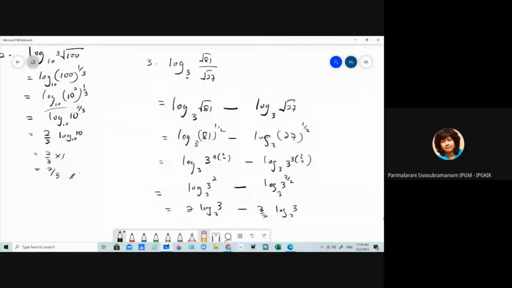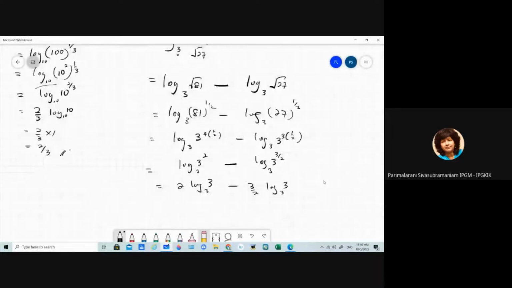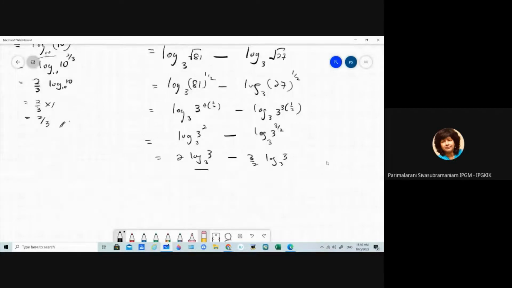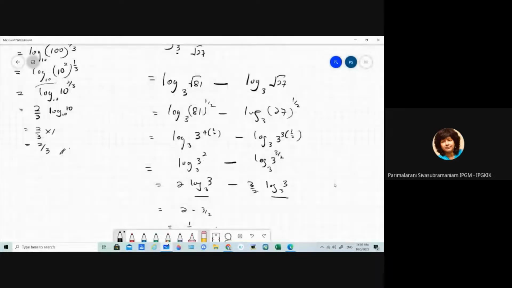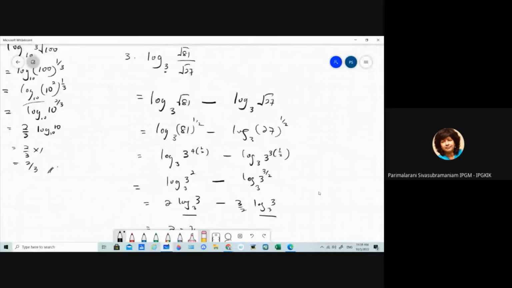So log base 3 of 3 is 1, log base 3 of 3 is 1. So we have 2 minus 3 over 2, which is 1 over 2. Okay, do you understand this? Will anyone understand this question?